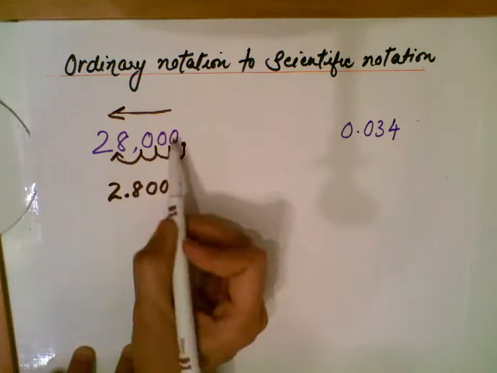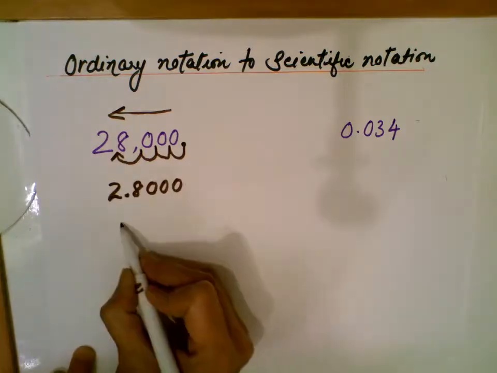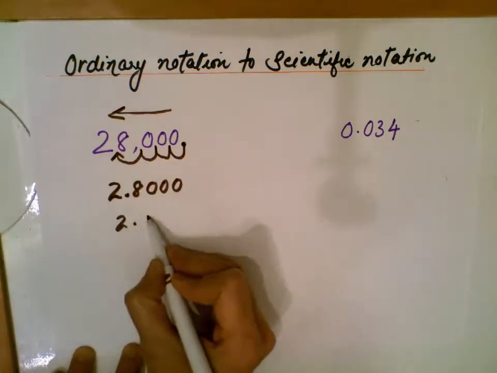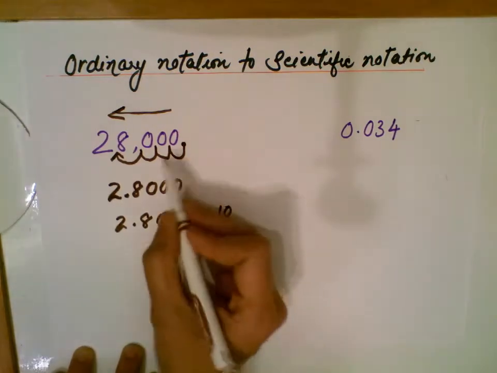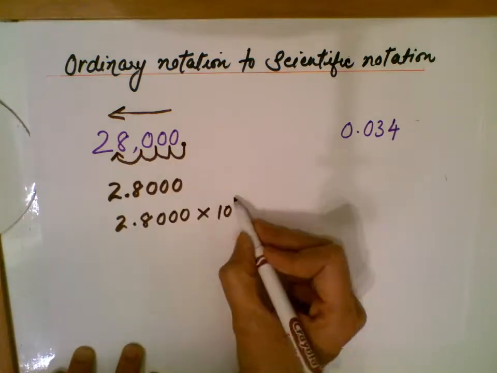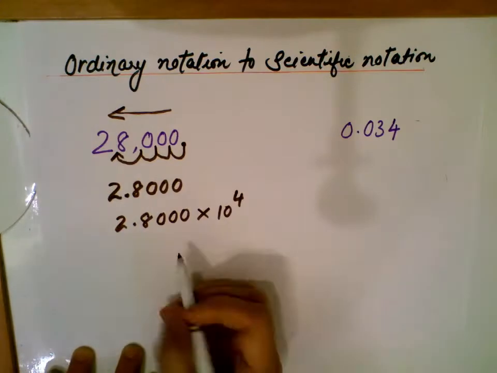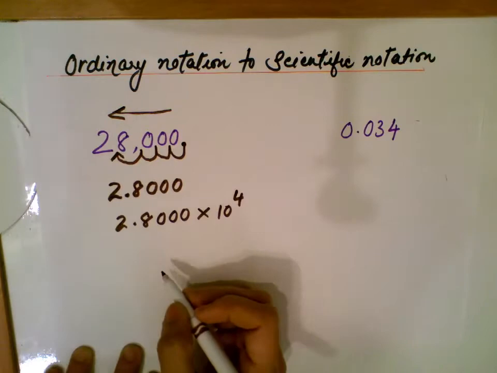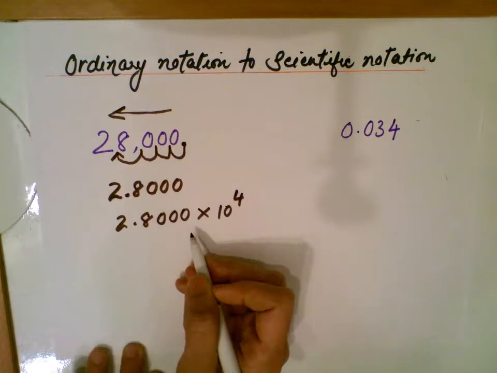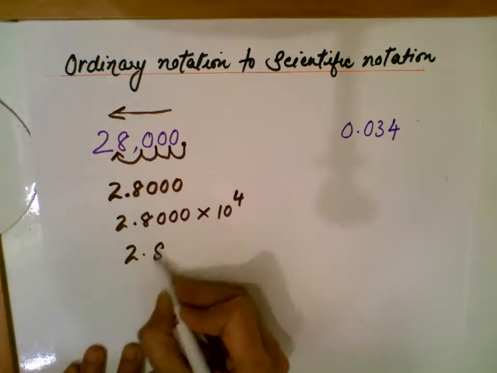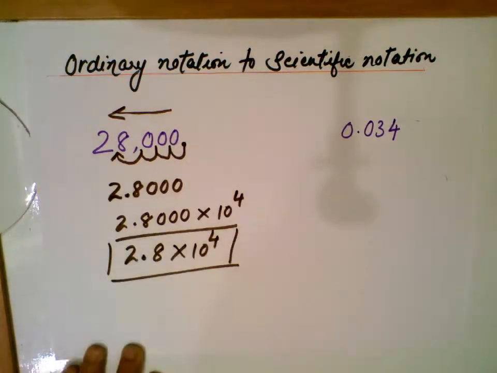Another way to understand is whenever this ordinary number is greater than 1, the exponent is going to be positive. So here I have 2.8, and how many times did I move my decimal to the left? 1, 2, 3, and 4 places. So 4 here. One more thing, when you express it in scientific notation, you keep only the significant figures. These zeros are placeholders, and you want to get rid of those placeholders. So finally, it will be 2.8 times 10 raised to power 4. This is the final answer.